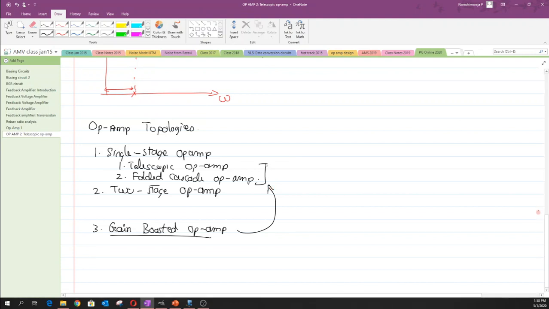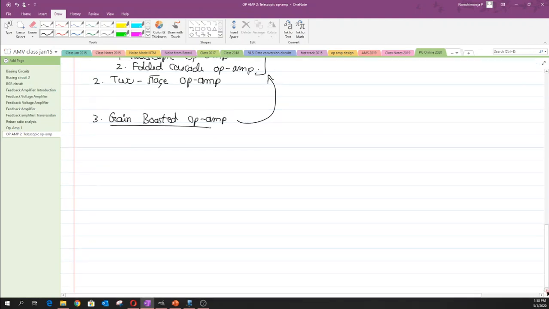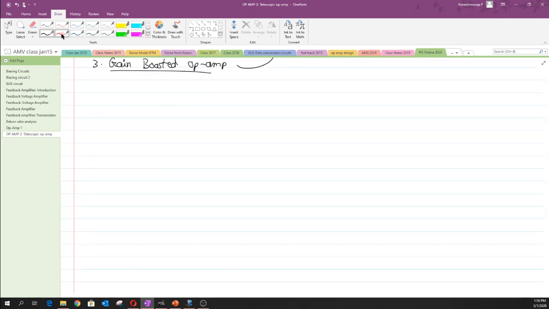So let me just move on to the first category, which is the single stage op-amp, and specifically we will be focusing on the telescopic op-amp configuration. And our major focus in all these discussions of circuit topology is to enhance the gain, and while doing so we'll also try to address the issues that one would end up having when we are trying to increase the gain of the op-amp configuration, right.